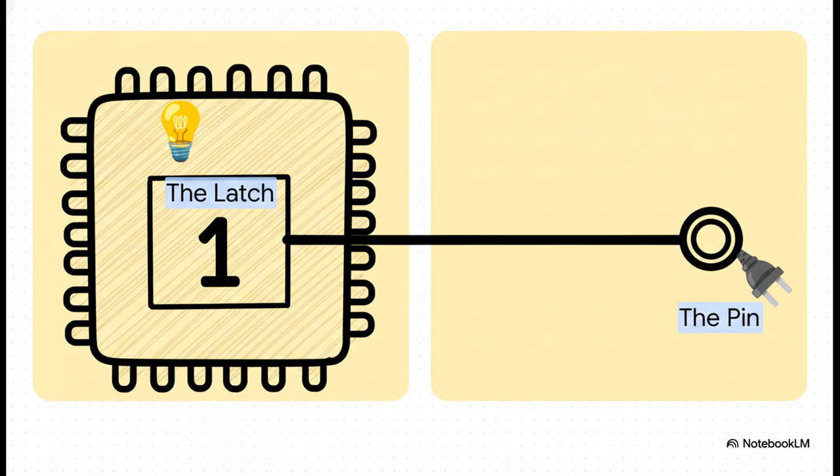It all boils down to the difference between the latch and the pin. Think of the latch as the internal command. It's a little piece of memory inside the chip that holds the value you told it to hold. It's what the microcontroller intends to do. The pin, on the other hand, is the external result. It's the physical connection to your circuit, and its voltage can totally be influenced by whatever it's hooked up to.